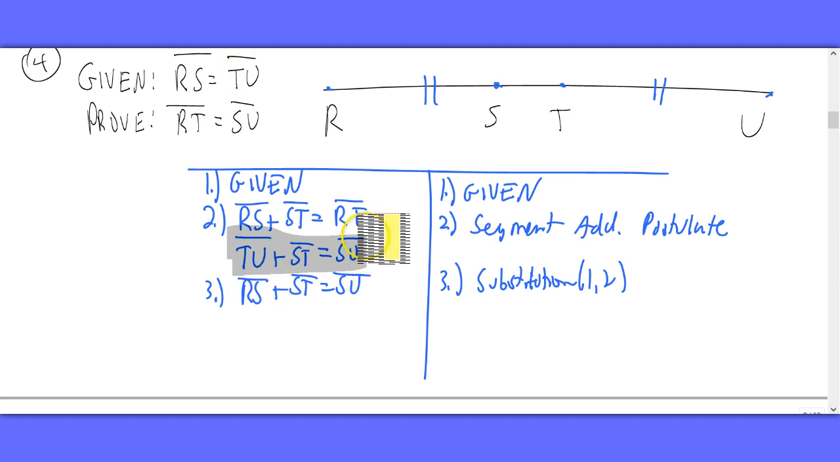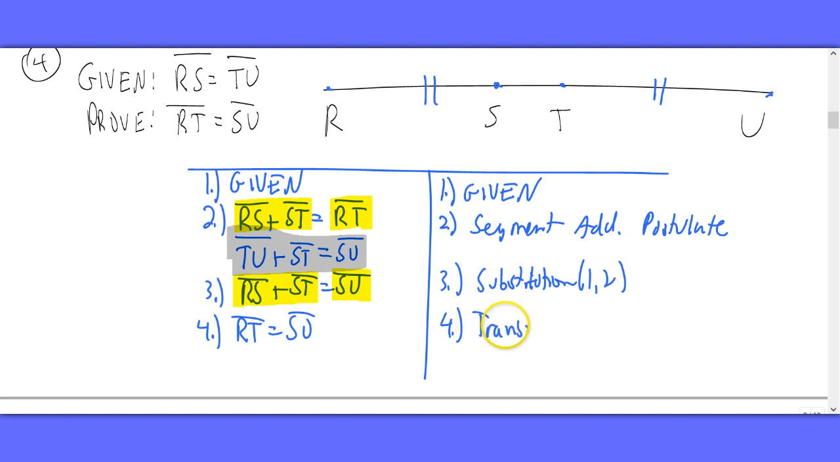Next step. I'm trying to get RT equal to SU. Well, here is RT equal to this whole expression, and I see that exact same expression right here. So RT equals this, which is down here, equal to SU. So then connecting those together, we can use the transitive property to say that segment RT is equal to segment SU. And since that is what we were trying to prove, this proof is over.